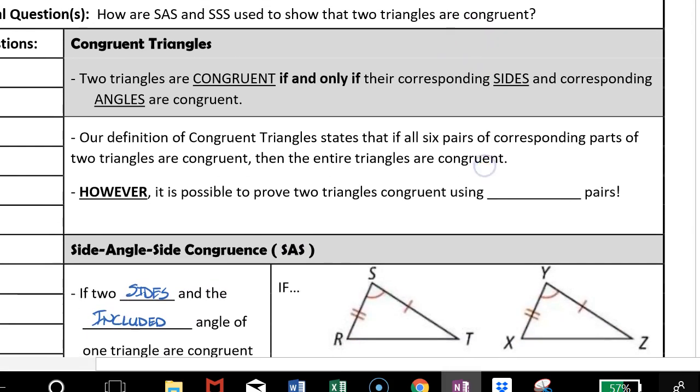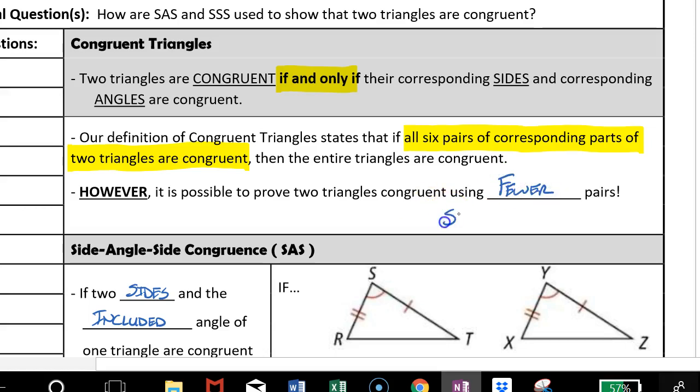If you recall, two triangles are congruent if and only if their corresponding sides and corresponding angles are also congruent. This definition states that if all 6 pairs of corresponding parts of two triangles are congruent, then the entire triangle is congruent. This is really a long way to prove two triangles are congruent, matching up all 3 sides and all 3 angles. However, it is possible for us to prove two triangles are congruent using fewer pairs of information.